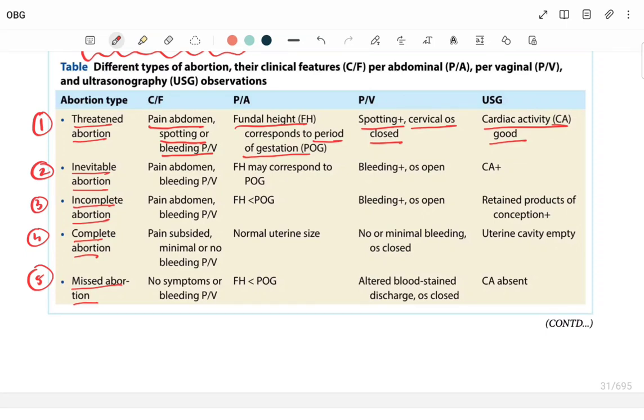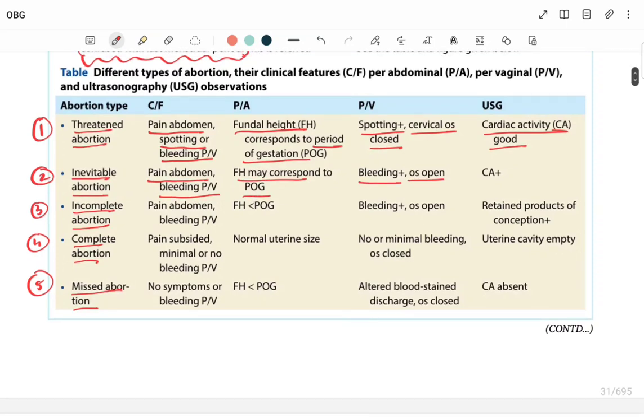In inevitable abortion, pain in the abdomen will be there along with bleeding PV. In per abdominal examination, the fundal height may correspond to the period of gestation. Bleeding will be there, and os is going to be open here. So os will be open in case of inevitable abortion, and cardiac activity is seen.